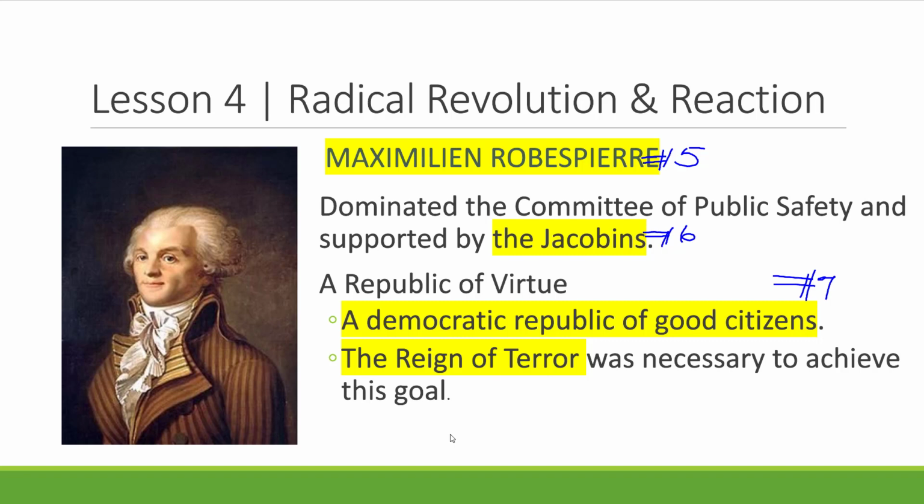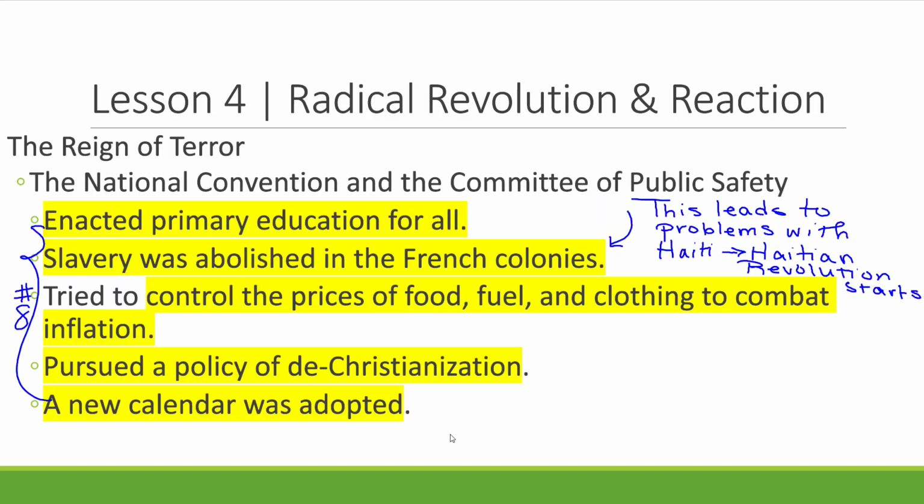Alright, and this is number 8. I know it's a lot, but this is what the Committee of Public Safety and the National Convention instituted. Okay, they enacted a primary education for all. It was announced that slavery was abolished in the French colonies. I'm going to repeat that again. The Committee of Public Safety and within the National Convention, they mentioned that slavery was abolished in the French colonies.